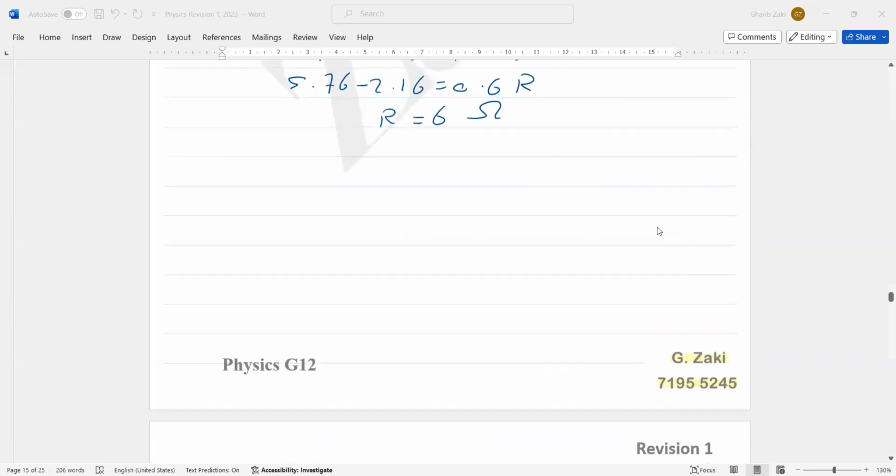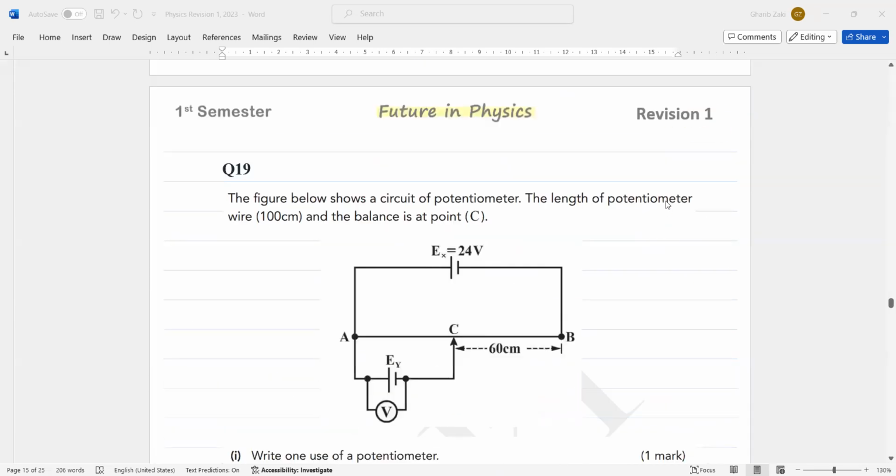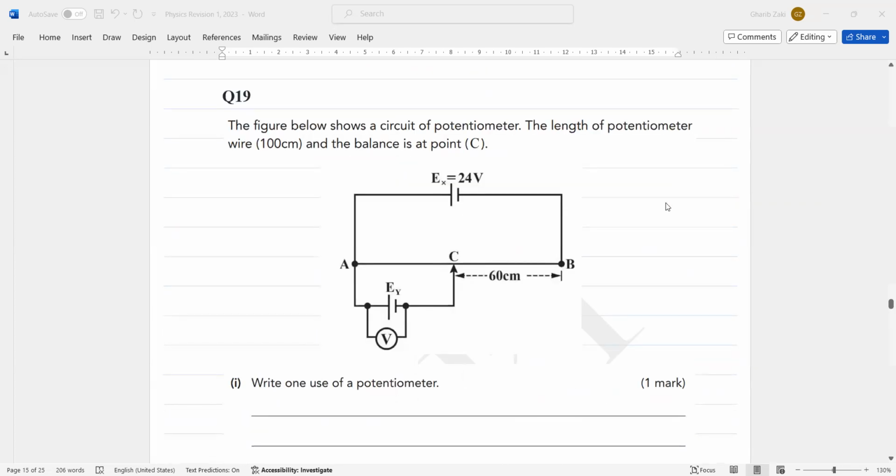Okay, now we go to the next part. Talk about what? Talk about potential divider or potentiometer. This part is important. Let us solve this question. Start. Write one use of potentiometer. Comparing what? The potential difference. So one use of the potentiometer is to compare the potential difference.